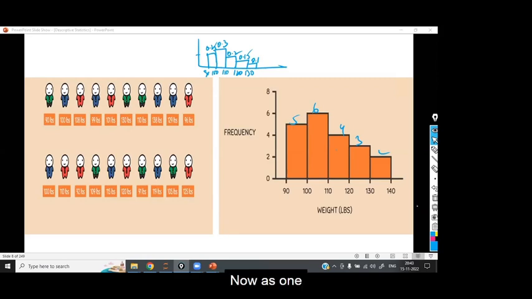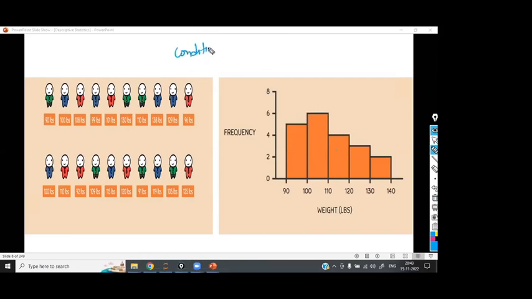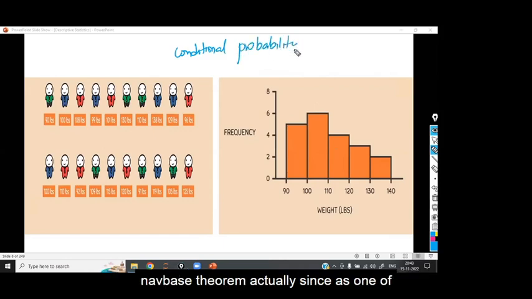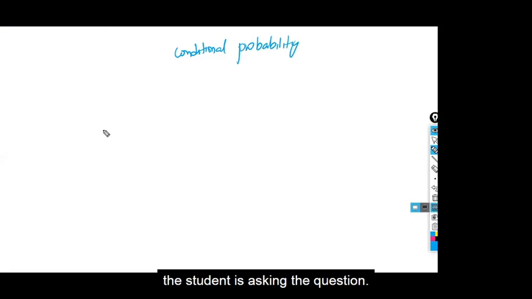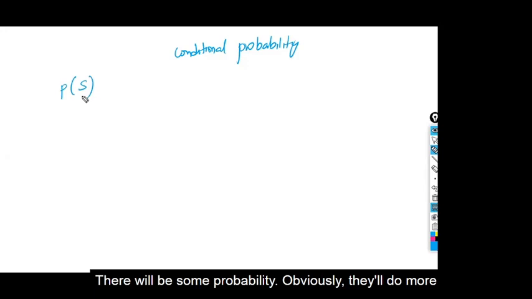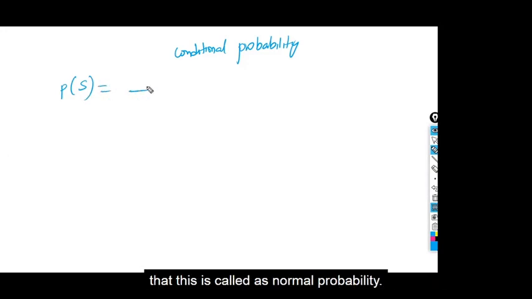Now, as one of the students is asking what is meant by conditional probability. Conditional probability we are going to see during the Naive-Bayes theorem actually. Since one of the students is asking the question, what is the probability that girls are doing the shopping? There will be some probability. Obviously, they will do more shopping. So let us go with them only. What is the probability of girls doing the shopping? A separate probability is there. This is called normal probability.